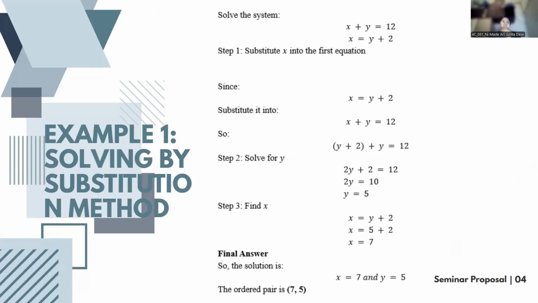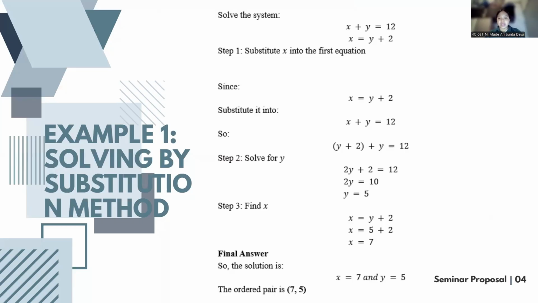And the next one is solving by the substitution method. Look at this example: x + y = 12 and x = y + 2. In the second equation, we already know that x equals y + 2. So we can substitute x in the first equation with y + 2. The first equation is x + y = 12. Because x = y + 2, we change x into y + 2. So it becomes y + 2 + y = 12.